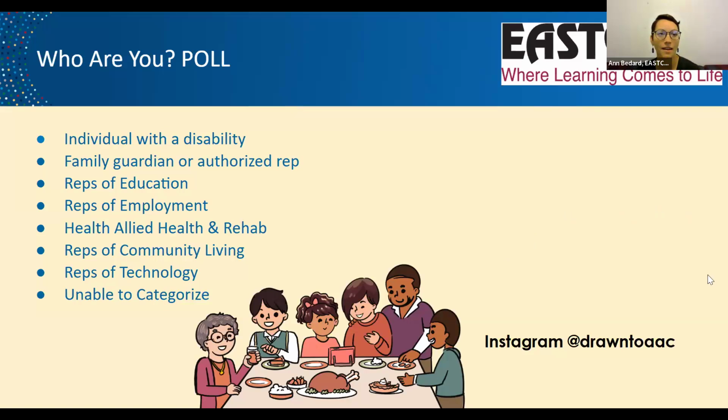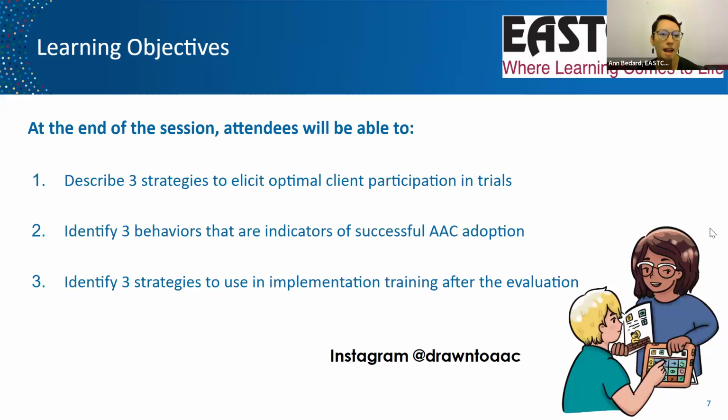Welcome, everybody. Our learning objectives today are to talk about strategies to help individuals participate in the trials that you're trying to do with a talker, identify some behaviors that are going to indicate the potential for really great success with that talker, and then identify some strategies that we need to address at the implementation training after your eval is done.